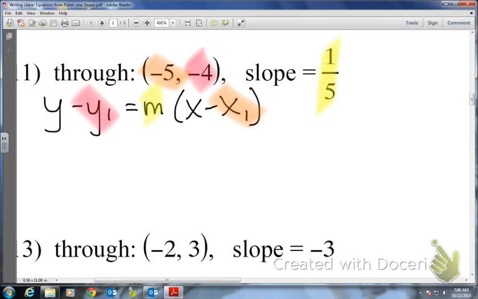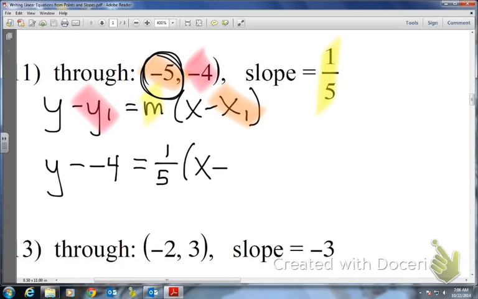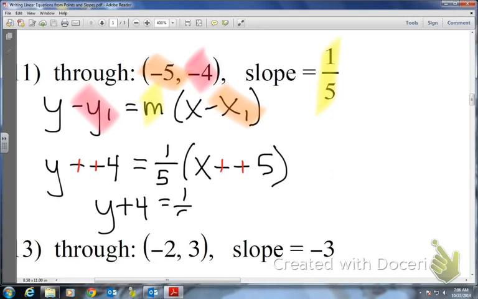So I'm just going to plug in everything that I see. So y minus a -4. Notice up here, this red circled one up here is -4. So y minus a -4 looks like this, equals m, okay, m is 1/5, times x minus, and then notice that it's a -5. So x minus a -5. And then this is what I was talking about earlier. If you have minus a negative, they turn into positive. So that turns into y plus 4 and x plus 5. So when I write my final equation, I get y plus 4 equals 1/5 times x plus 5.